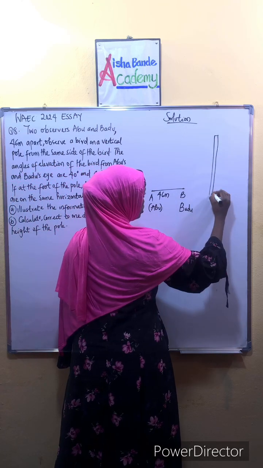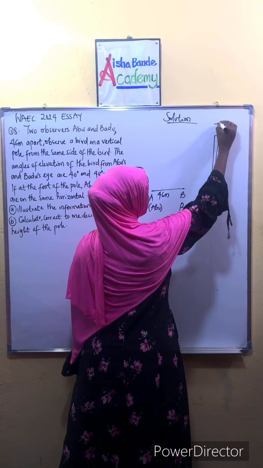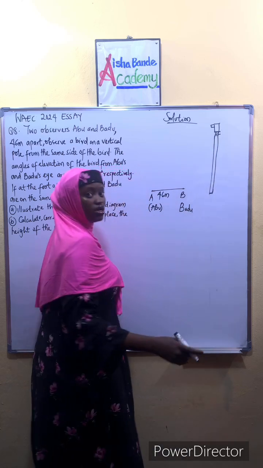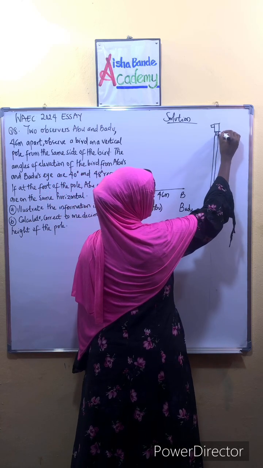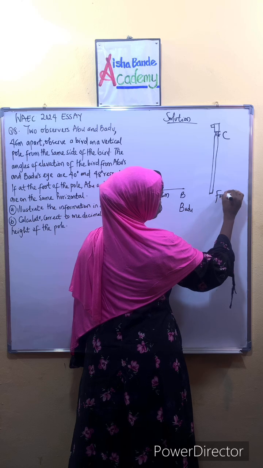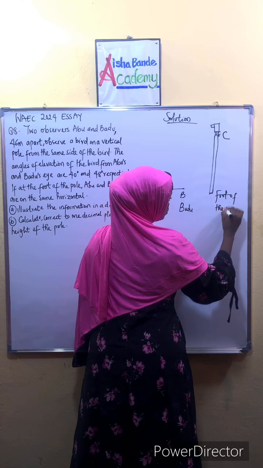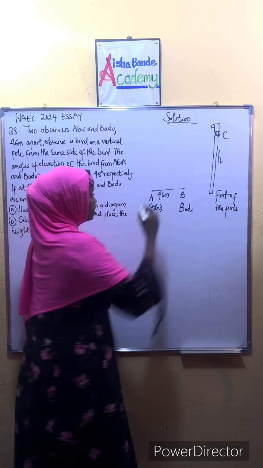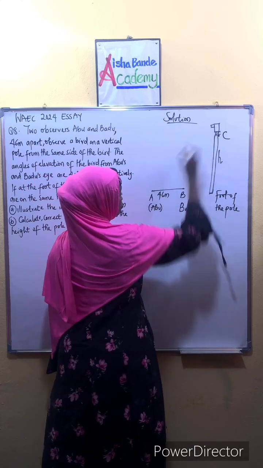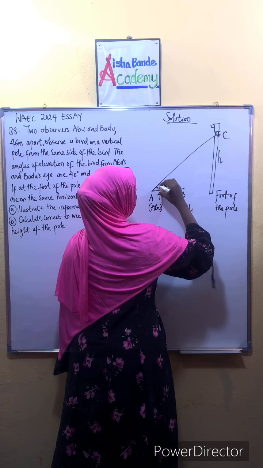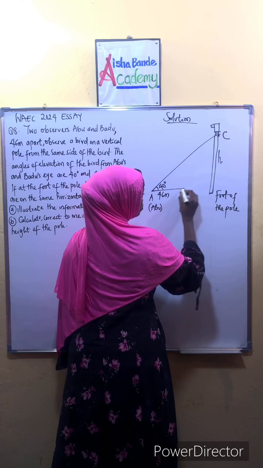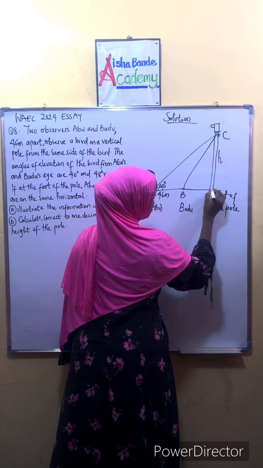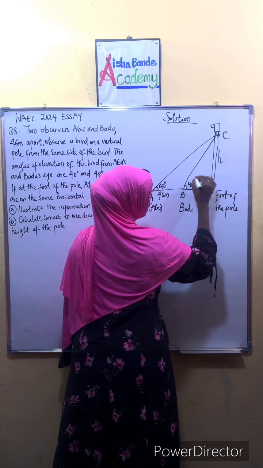This is the pole, and let's illustrate the bird at the top of the pole here. Let's call the bird's point C, and we have the foot of the pole, right? So this is the foot of the pole, and this is H, which is the height of the pole. Abu is looking at this bird at an angle of 40 degrees, while Badu is looking at the same bird at an angle of 48 degrees.